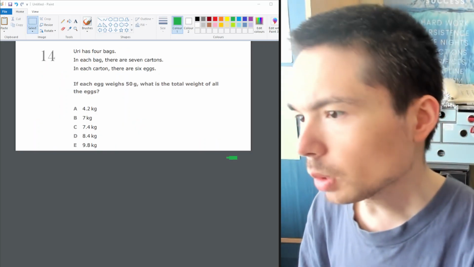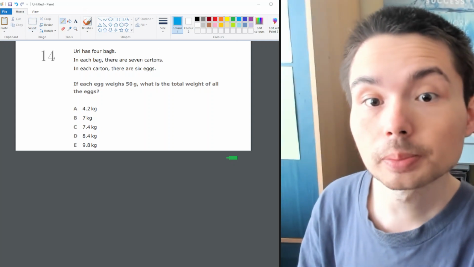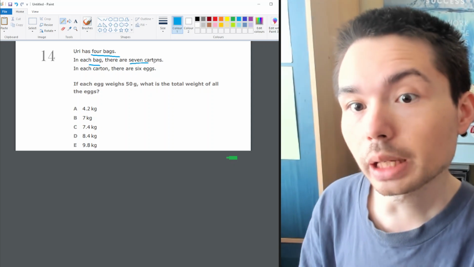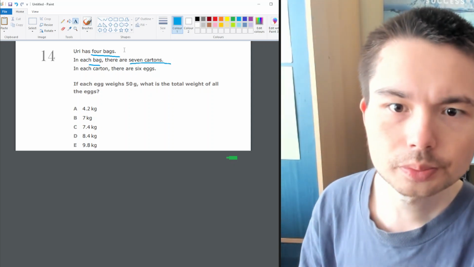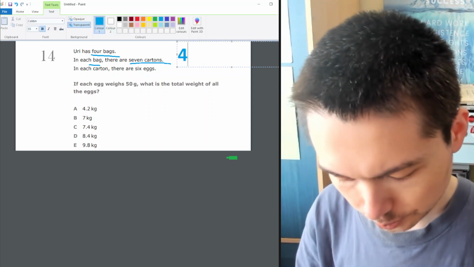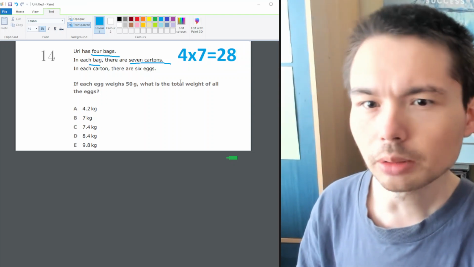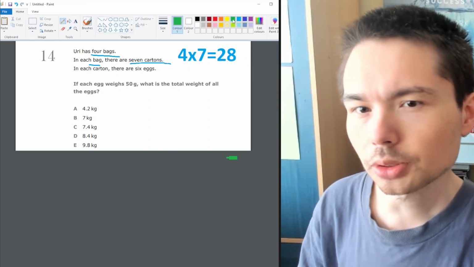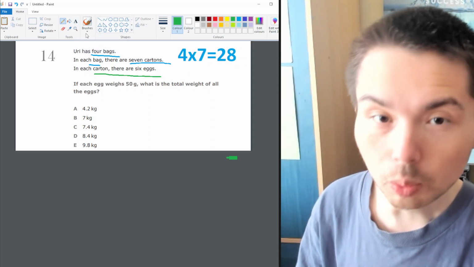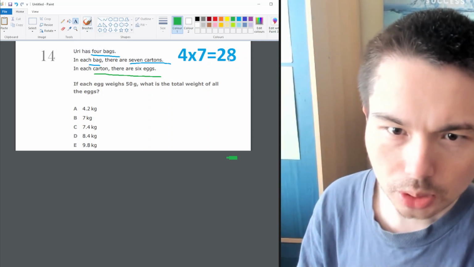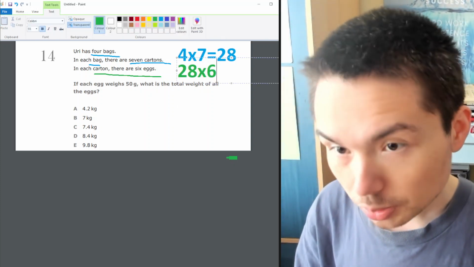6 minutes in. Let's do 1 or 2 more. That might be it. Question 14. Yuri has 4 bags. In each bag, there are 7 cartons. So straight away, we care about how many bags. 4 times 7 equals 28. 28 cartons so far. Now, in each carton, there are 6 eggs. So 1 carton, well, 1 bag, we have 28 eggs. So 7 cartons, we just times 6. We're good. 28 times 6.